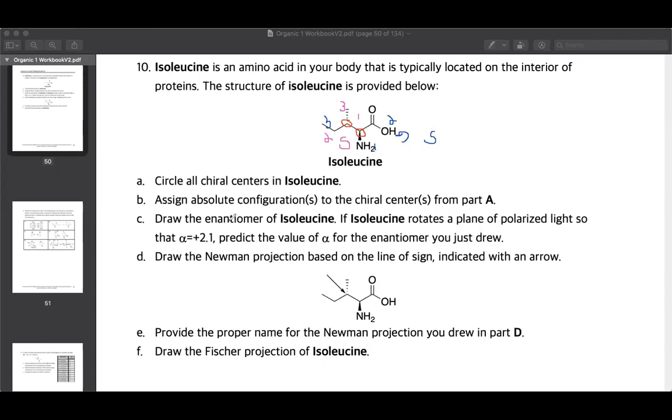Wait, could you explain what 1 is again for that one? What priority number 1 is for this chiral center?